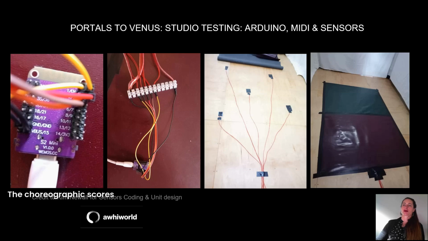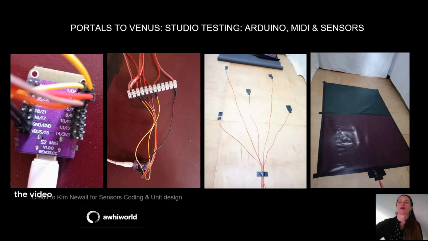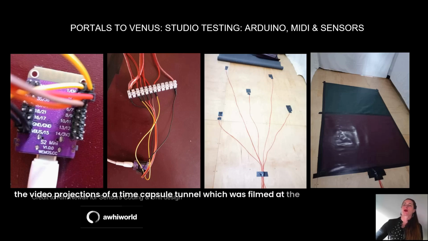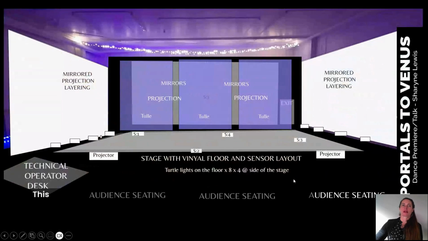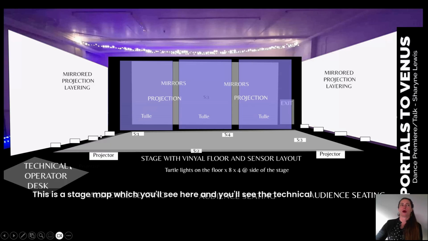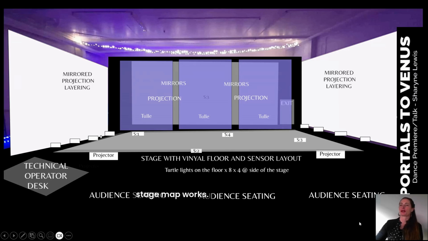The choreographic scores or digital dance drawings were part of this map, where the colour lilies simultaneously were choreographic scores that interplay with the video projections of a time capsule tunnel, which was filmed at the Kori Gardens in Whangarei. I'll just see if I've got that slide. This is a stage map which you'll see here, and you'll see the technical operator's desk on the left, and I'll talk a little bit more about how this stage map works.